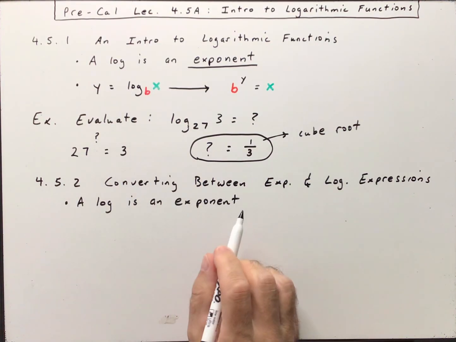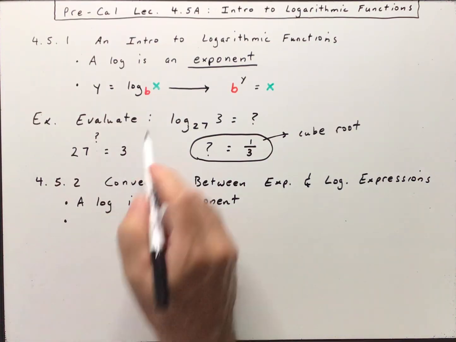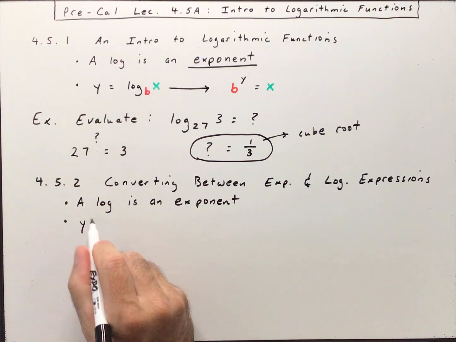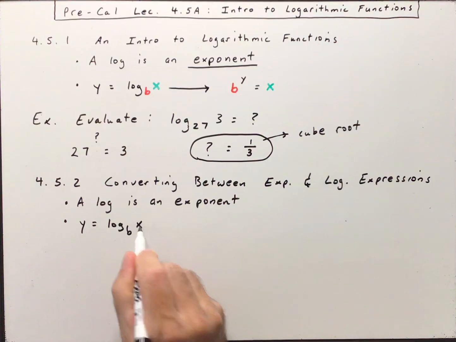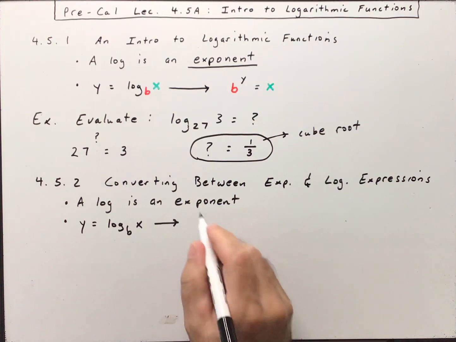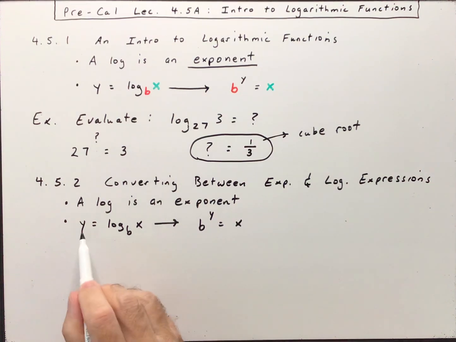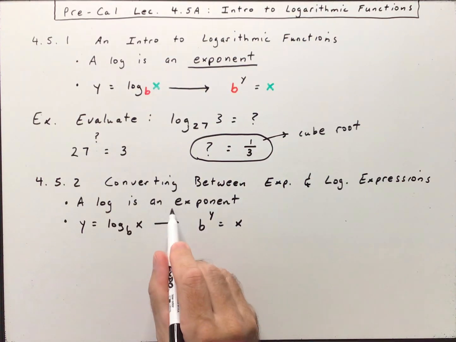Go ahead and highlight that again. And also, we've got this up here written again. It's so important, I'm going to rewrite it. Y is equal to log base b of x is the same as b to the y power equals x. The variable that's by itself is the exponent. That's what a log is an exponent means.